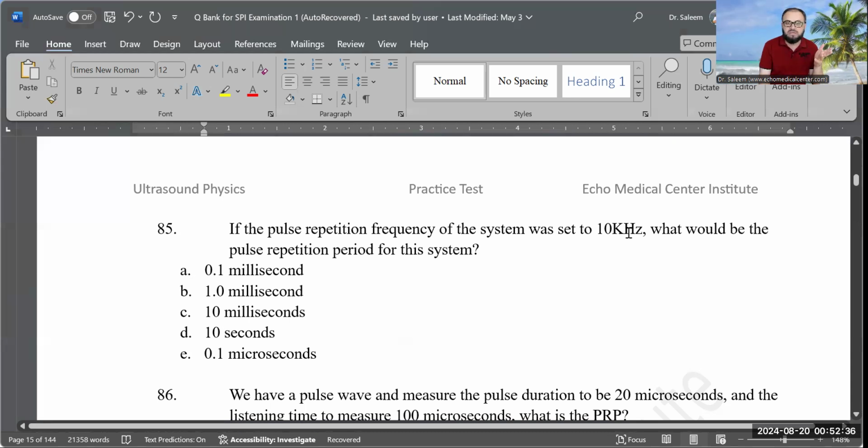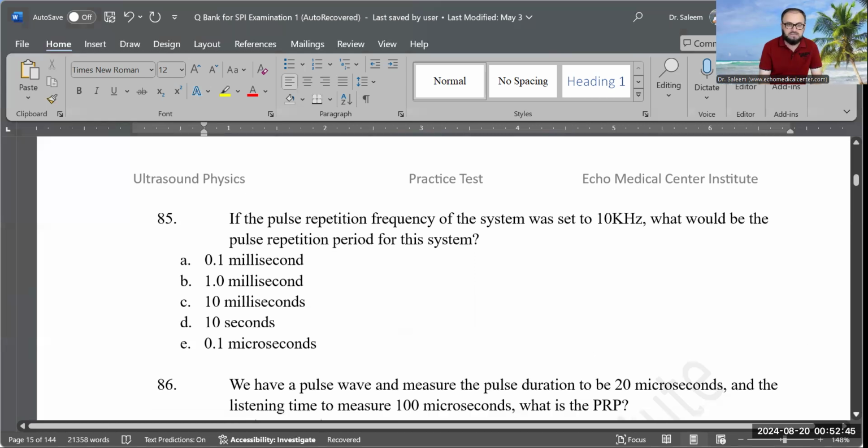Now, why millisecond? Because the unit of the frequency was kilohertz. That's why the unit for the time will be millisecond. Good job, absolutely correct answer.